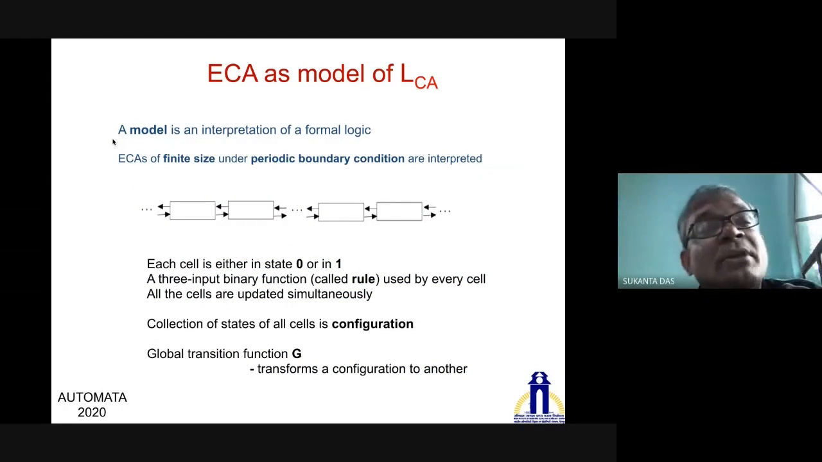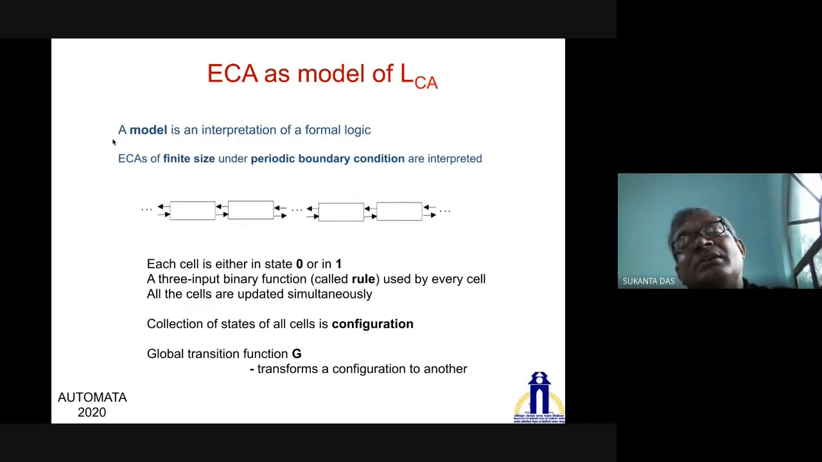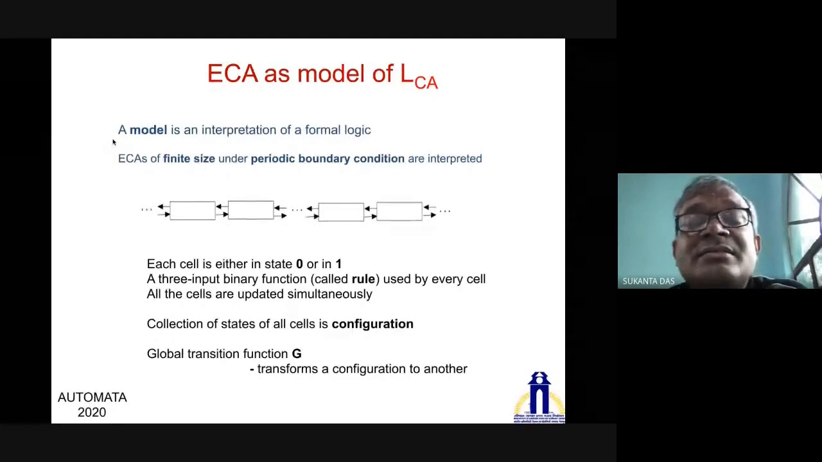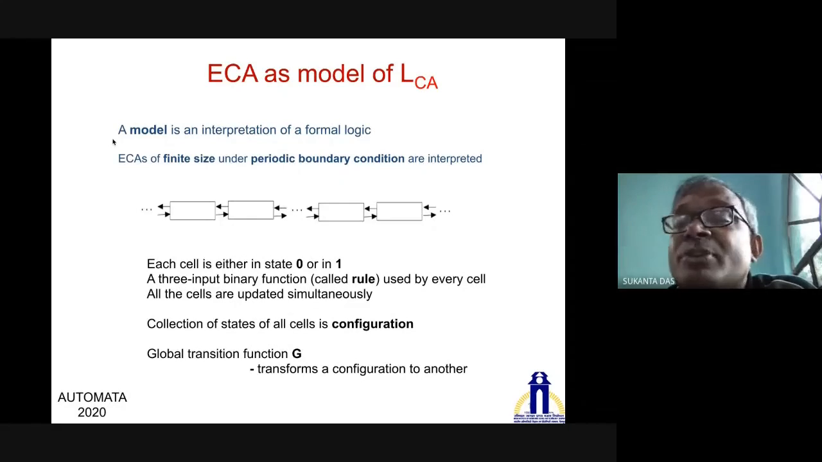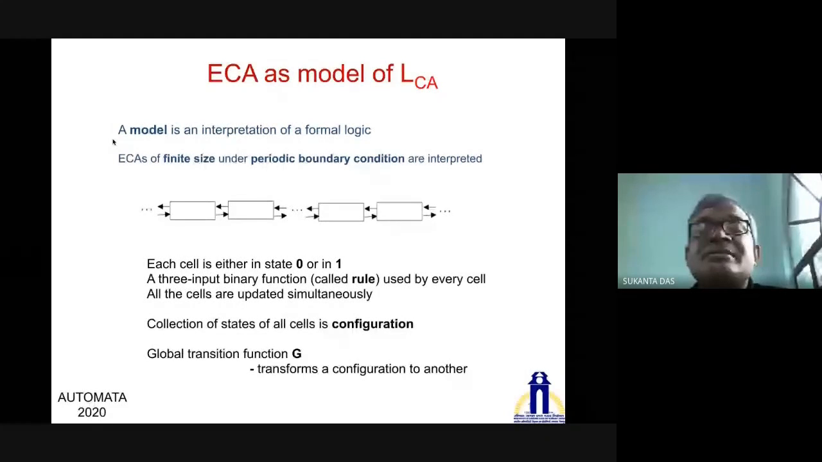Next, we show ECA as a model of LCA. A model is an interpretation of a formal logic. So we want to show that ECA, elementary cellular automata, are also an interpretation of our logic. Here ECAs are of finite size, and we consider periodic boundary conditions. So it is a finite system with periodic boundary conditions. Periodic boundary condition means the first cell and the last cell are neighbors of each other, so it forms a circle.